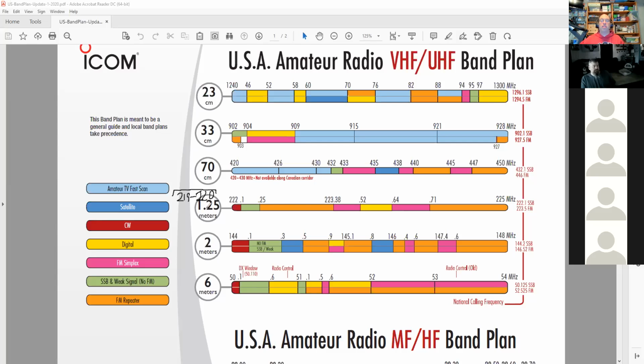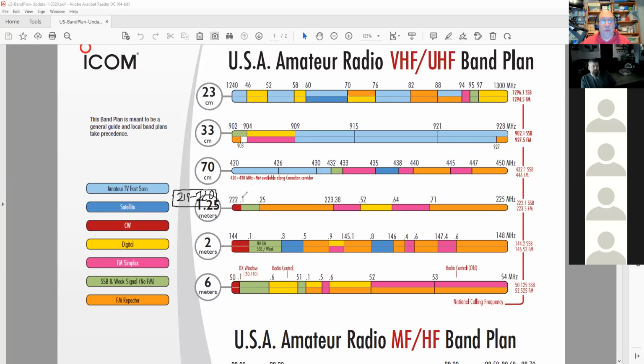219 to 220 is specifically only for message and data forwarding service only. It's a very strange little band, and you're not allowed to do Morse code there. You're only allowed to do message and data forwarding systems. It's kind of a weird thing. So it doesn't even really make it on this chart because very, very few people use it.